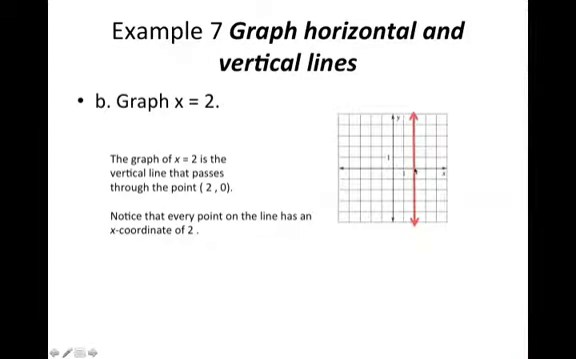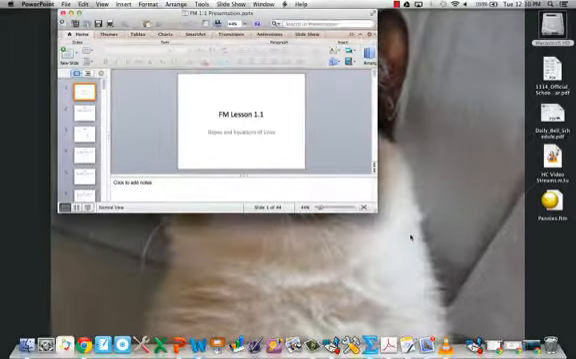For x equals 2, it's going to be the vertical line that runs through the point 2, 0. You just go to where x is 2 on the x-axis and draw a line perpendicular to it. Every point on this line has 2 for the x-coordinate. You've got 2, 0, 2, 1, 2, 2, 2, 3. Down here we've got 2, negative 1, 2, negative 2, 2, negative 3, everything in between.